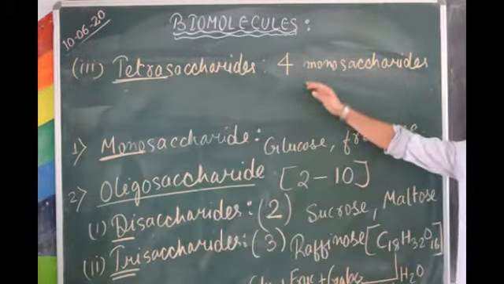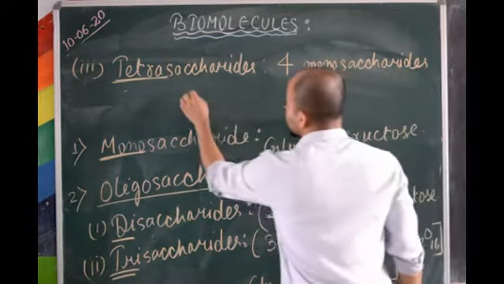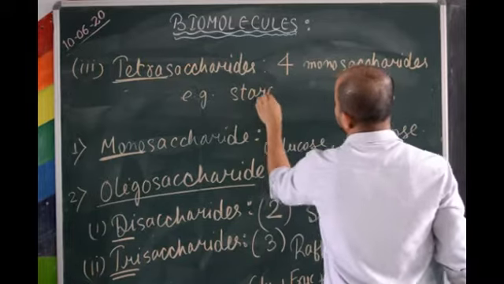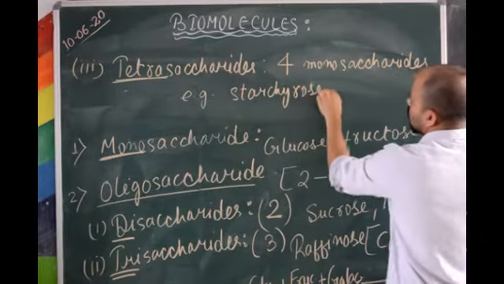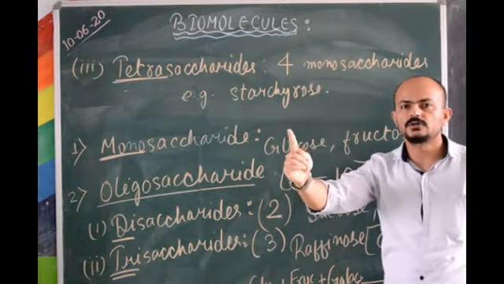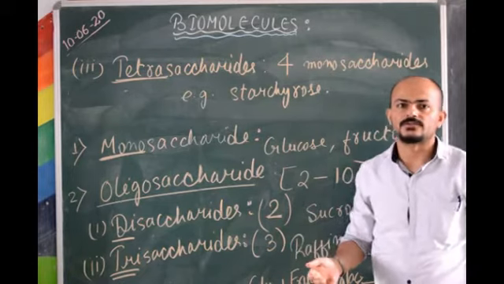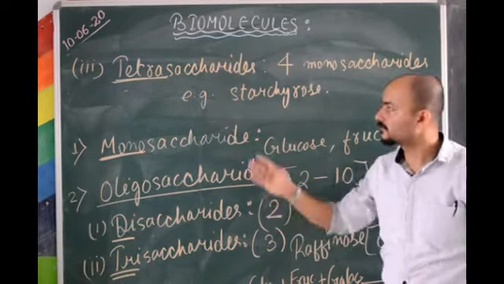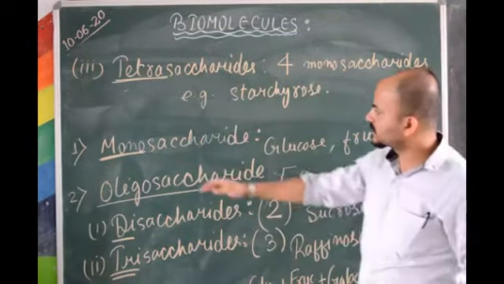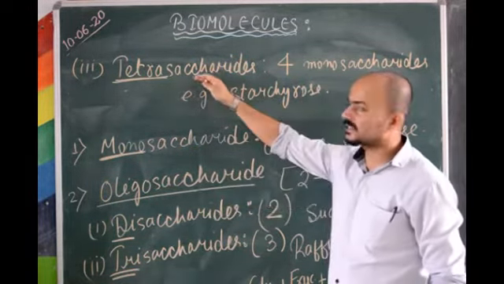The example of this tetrasaccharide is stachyose. Upon hydrolysis, stachyose will give you 1 molecule of glucose, 1 molecule of fructose, and 2 molecules of galactose. In total, 1 plus 1 plus 2 is 4. Therefore it is known as tetrasaccharide. Hope this is clear. So we have discussed monosaccharide and oligosaccharide. Under oligosaccharide we have disaccharide, trisaccharide, and tetrasaccharide.